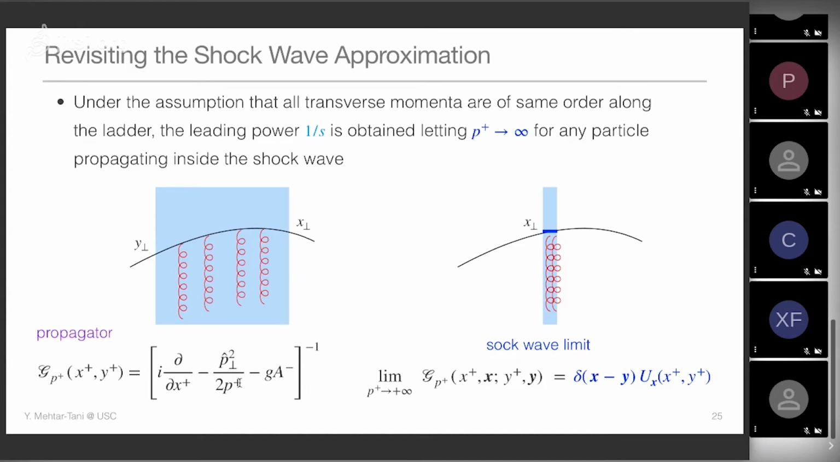Then, by taking P plus to infinity, the transverse coordinates will be constant here. So the propagation will be on a constant transverse coordinate, X perp equals Y perp. And then you get a Wilson line, somehow a color rotation that is generated by the propagation. So that's the only effect of the propagation, the color precession, and the transverse coordinate doesn't change. So now you can question this P plus to infinity. This is what we are going to do here.